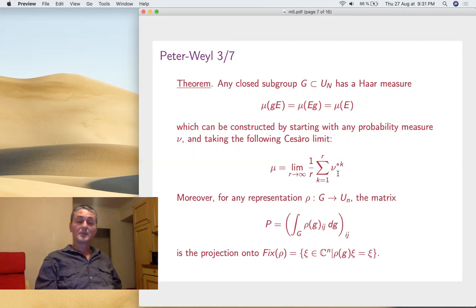And in addition, there is one more thing which is important, which matters for the representations, is that if you integrate the coefficients of a representation, you get exactly the projection onto the fixed point space of the representation. Okay, so there are 3 things here. There exists, it's given by this, and by this. The idea of the proof now will be to take this and show that this guy satisfies this. And this will give us everything.